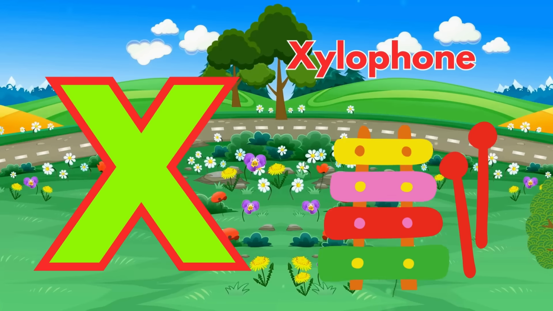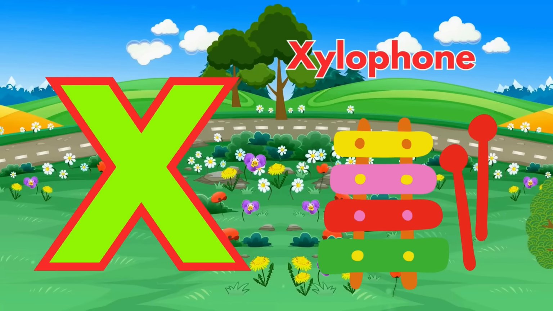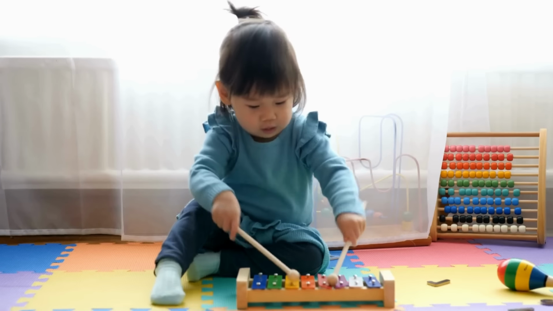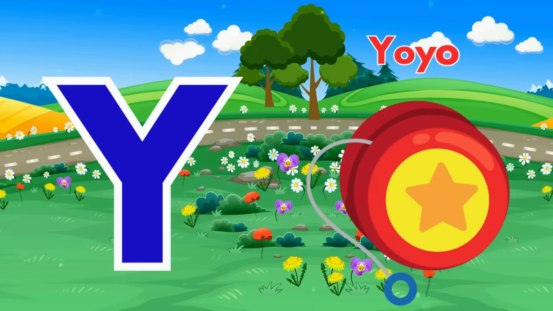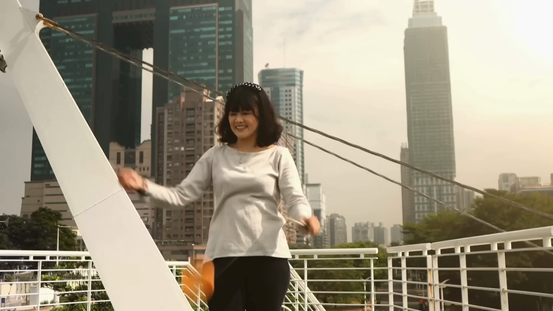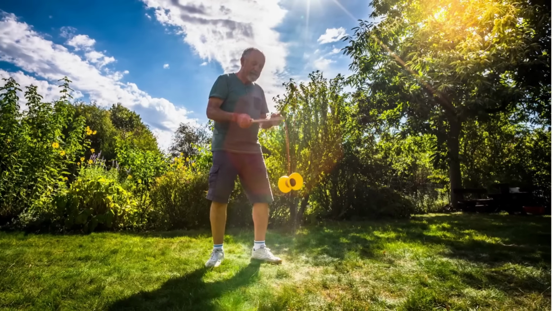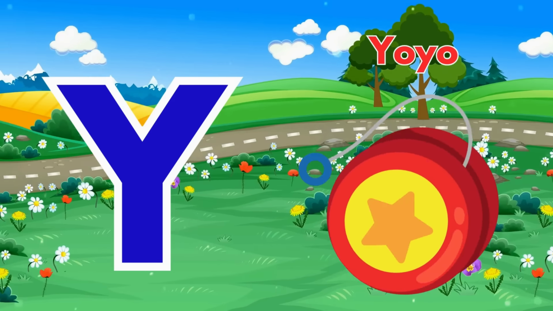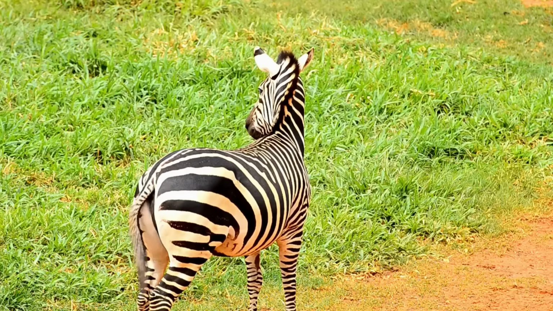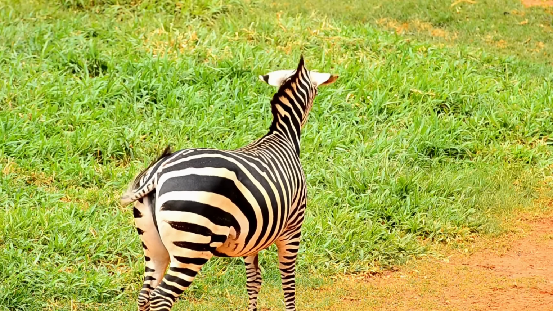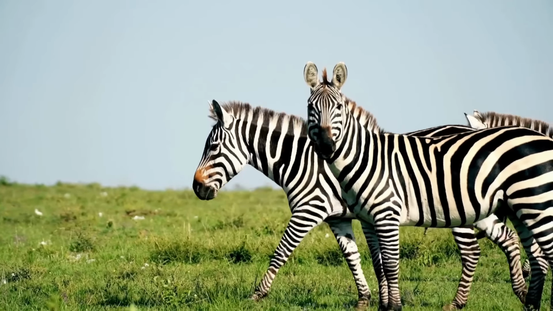X is for xylophone. Y is for yo-yo. Z is for zebra.